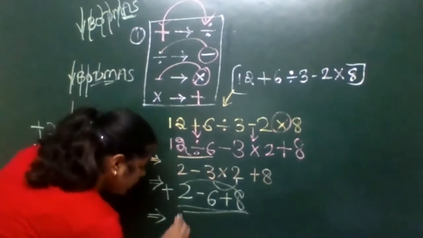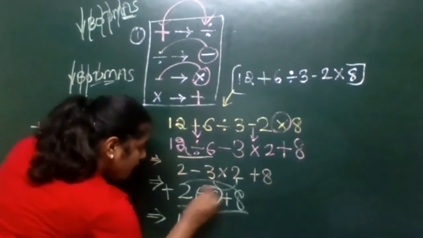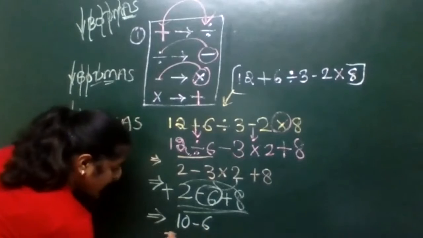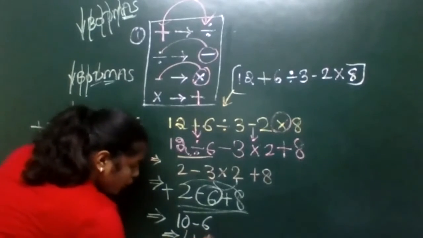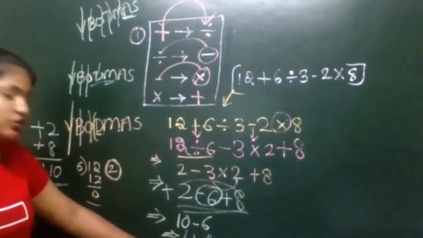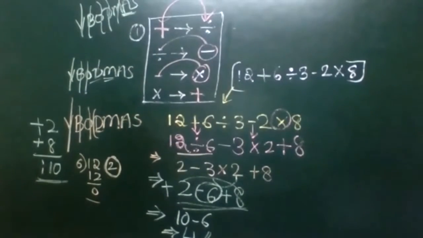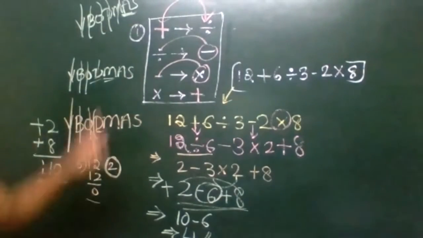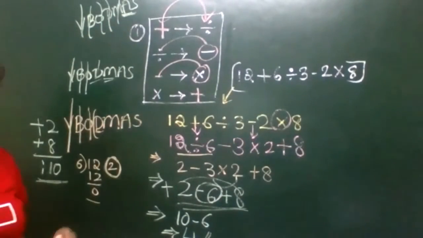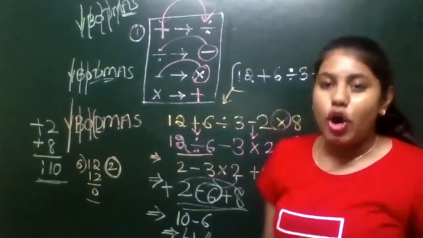10 and then minus 6. 10 minus 6 is equal to 4. This is the last one. 10 minus 6 is equal to 4. This is how you have to solve the problem based on mathematical operations.